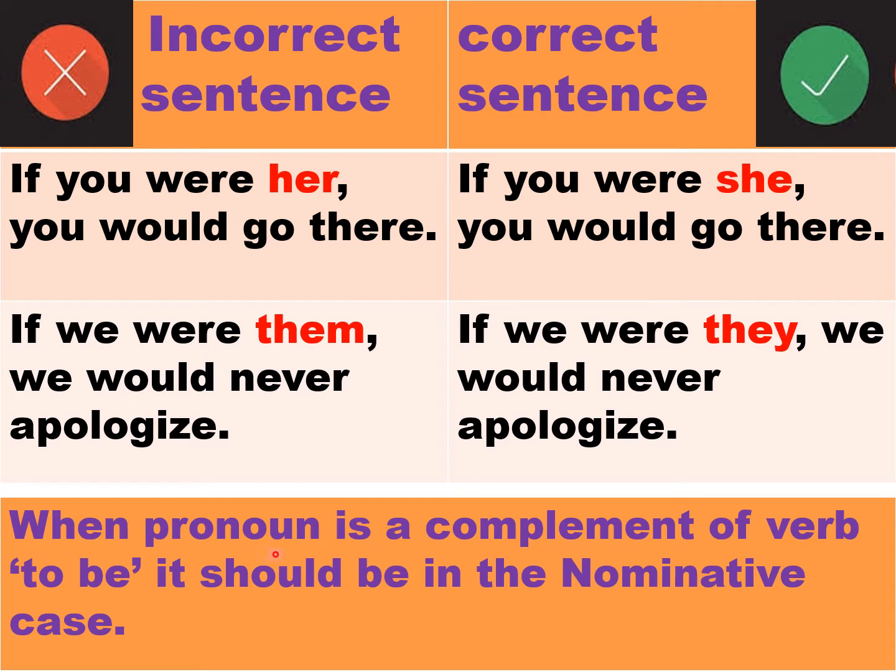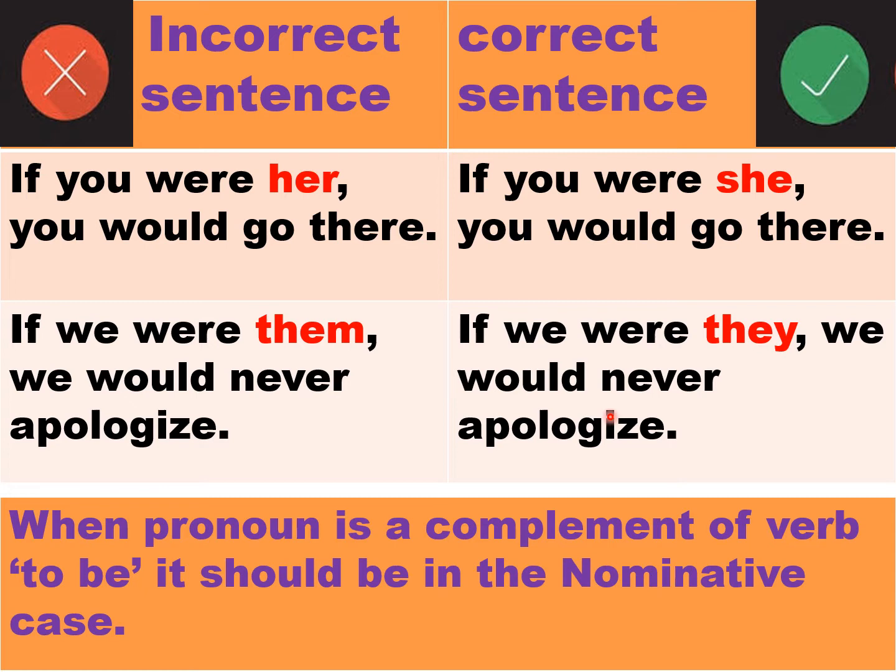Personal pronouns, possessive pronouns, reflexive pronouns, reciprocal pronouns, relative pronouns, demonstrative pronouns, interrogative pronouns, and indefinite pronouns are the types of pronouns. See the rule. When a pronoun is a complement of the verb to be, it should be in the nominative case. Nominative words are I, you, he, she, it, they, and who.